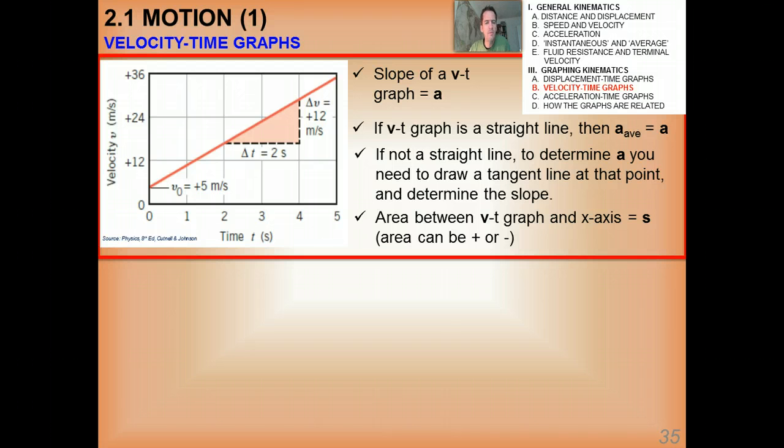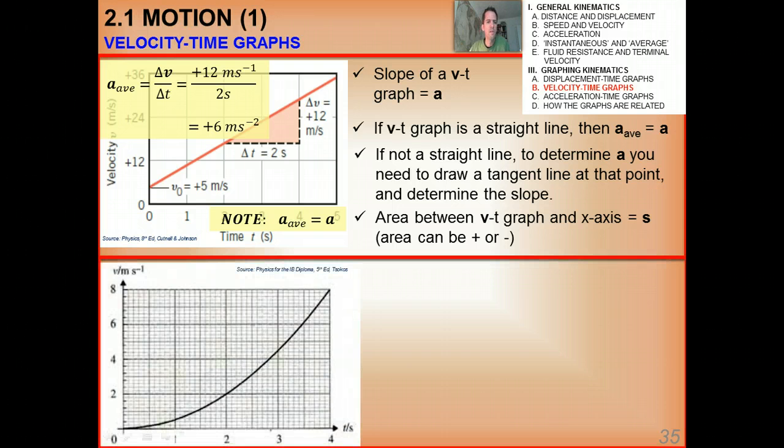Okay, there's one more super important thing that's different about VT graphs, and that is that the area between the velocity time graph and the x-axis equals the displacement, and this area can be positive or negative. Super cool, really cool stuff. Okay, and I'll do tons of examples like this. So in this case, the average acceleration here is the same as the instantaneous acceleration. I got positive 6 meters per second squared when I use that triangle.